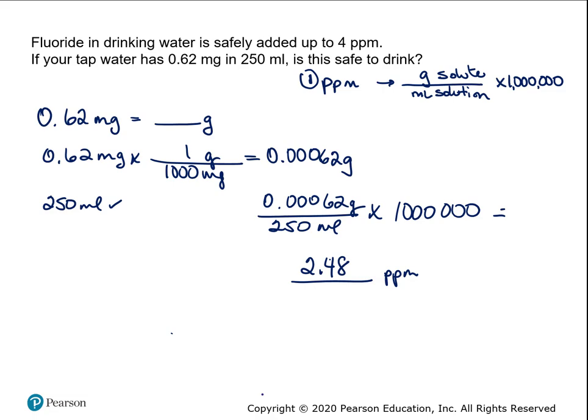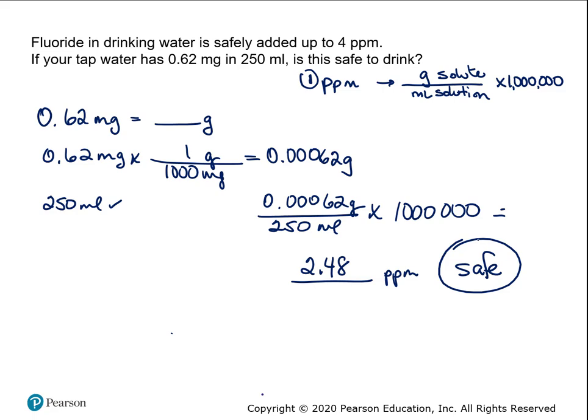So in this, you do have to convert for the grams of the solute because we start off in milligrams. 0.62 converted to grams, dividing it by 1,000, I got 0.00062 grams. Milliliters, I'm good because it's 250 milliliters, so I didn't have to change that. So I put 0.00062 grams divided by 250 times a million. And I got 2.48. So is this safe to drink? Yes. Anything below 4 parts per million would be fine. So you would say, yes, this is safe to drink.